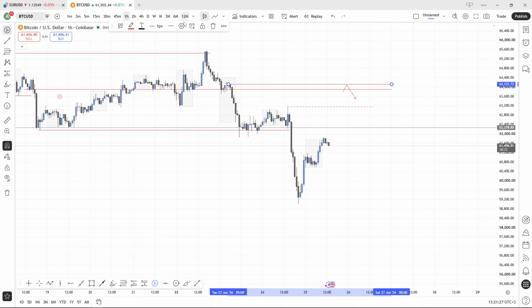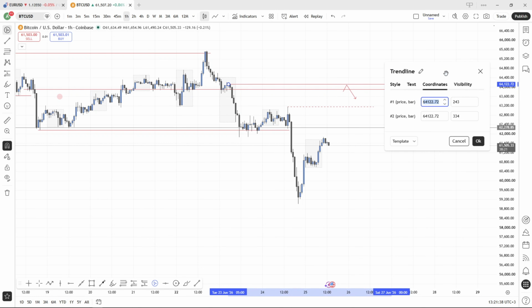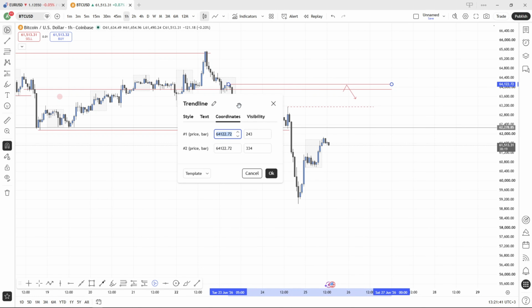Mark these levels. This is which level? This is coordinates 64,122 to 72. That is a potential good sell zone. From that, we are going to have a crazy dump of BTC USD, if at all price decides to hold onto our strategy. Remember, this is AJ strategy.